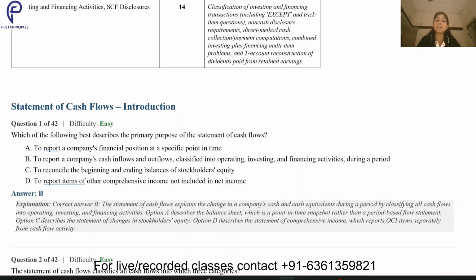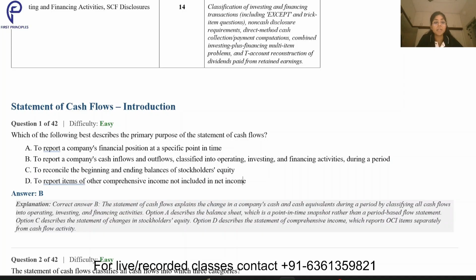Option B, to report a company's cash inflows and outflows classified into operating, investing and financing activities during a period. Is this the correct answer? Yes, because that's why we prepare the statement of cash flows, to report the cash inflow and outflow, and we can easily classify it into operating, investing and financing activity.